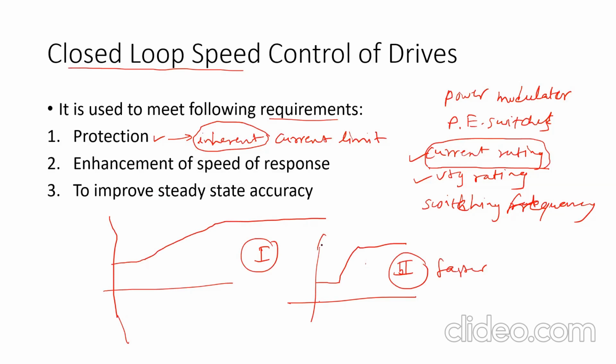You have studied two types of controls in control systems: one is open loop and the second is closed loop. The drawbacks of open loop: there may be offset. Offset means the actual quantity does not reach the reference value; that may happen.